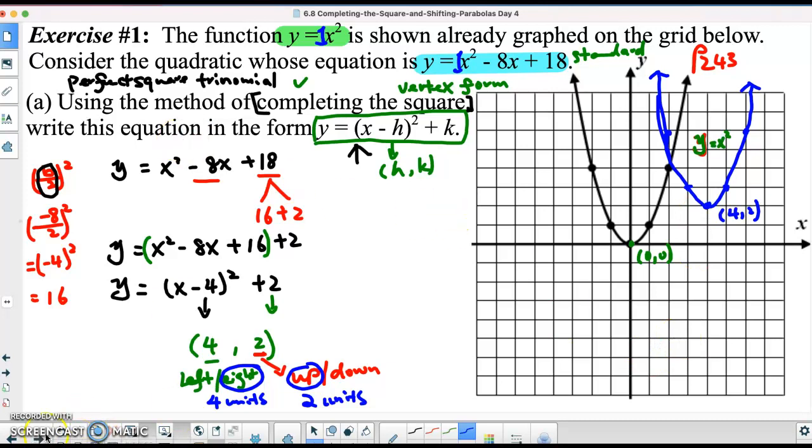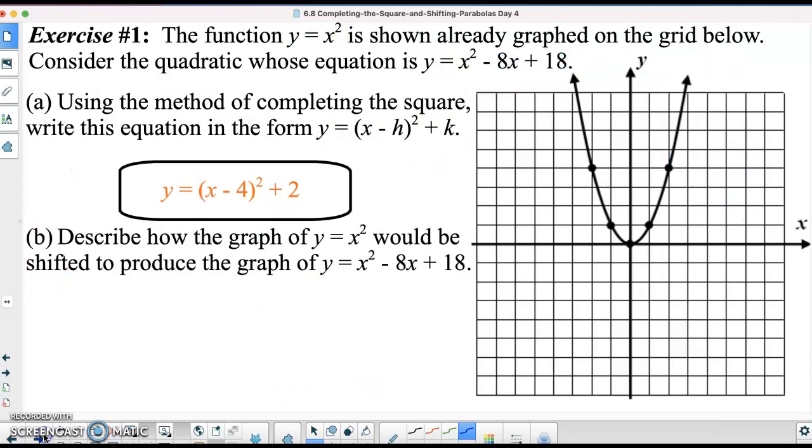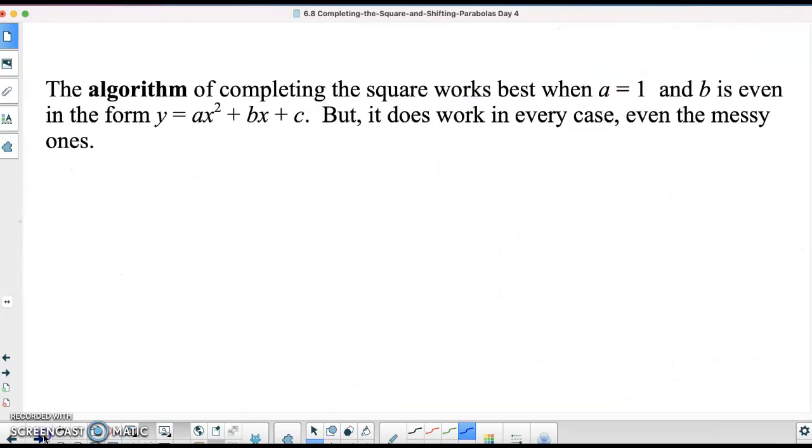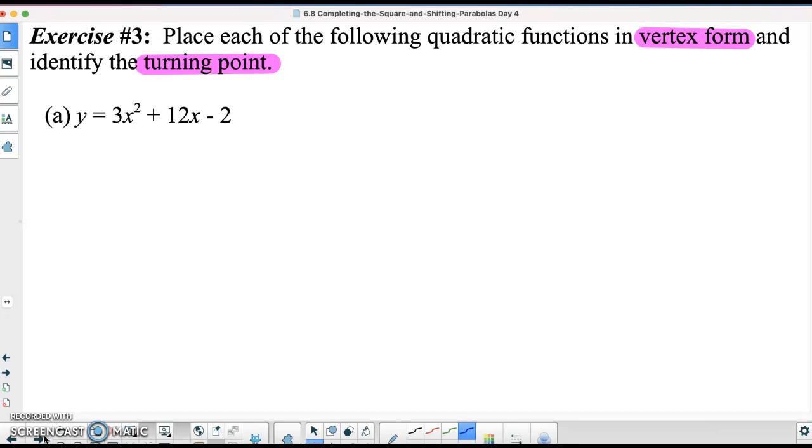Now take a look at exercise 2. Well, what I mean by 2, I should actually mean 3, because 2 is a little bit different. So let's just look at 3. Please place the quadratic function in vertex form and identify the turning point. So I want to remind myself, the vertex form is, just write it down, guys. Y equal to a times (x minus h) squared plus k. And the vertex is also called the turning point.